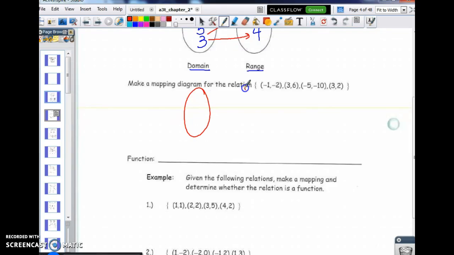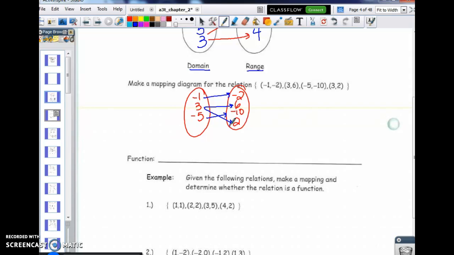Same thing for mapping. -1, 3, -5. I don't need to list that 3. And then I'm going to do -2, 6, -10, and 2. All right, I'm going to draw arrows here. -1 goes to -2. 3 goes to 6. -5 goes to -10. And 3 also goes to 2. So we mapped that one as well.